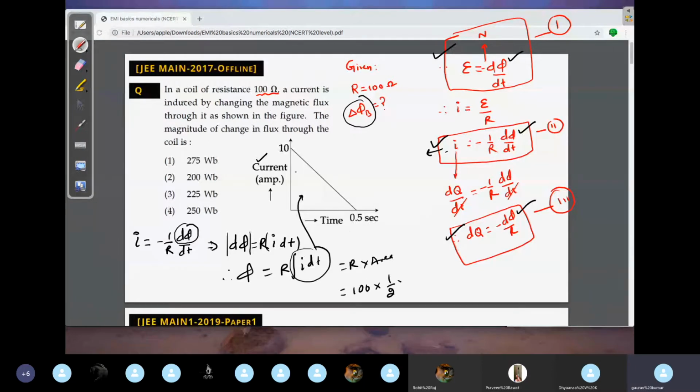So half into base. What is the base here? The base is 0.5. 0.5 into half into height. What is the height here? 10. So let's solve this. This will give 5. This will give 50. So what is the answer? 250 Weber is the answer for the question. A very, very easy question.